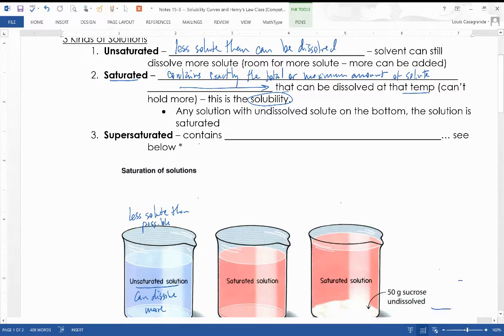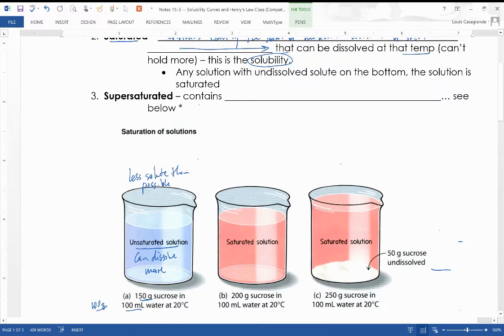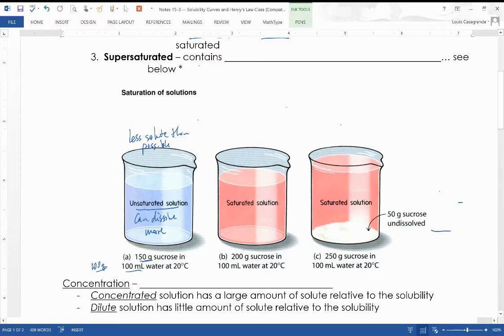Now, we're going to get back to this a little bit, but I want to point out that if you see a solution with undissolved solute on the bottom, this solution is considered saturated. So in beaker number 2, we have a saturated solution. The saturated solution can't hold more solute. So it's the maximum solute possible.